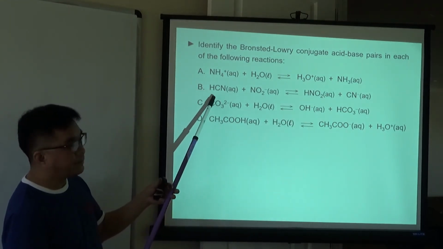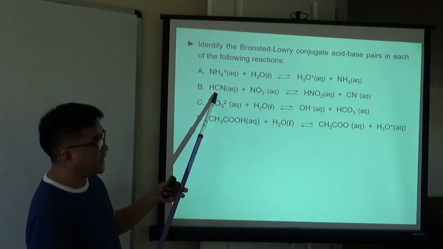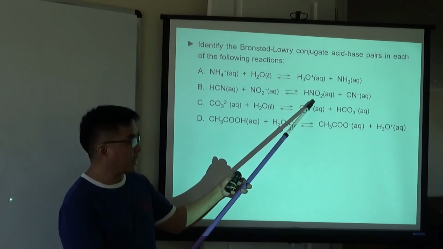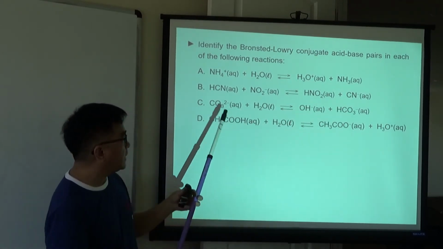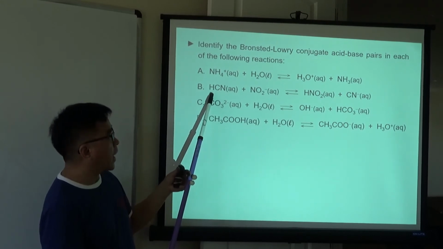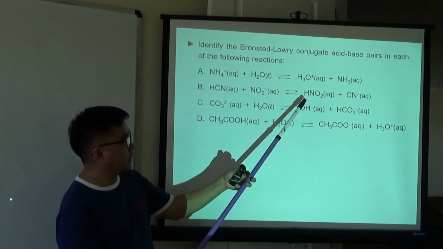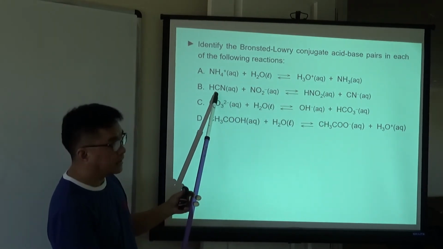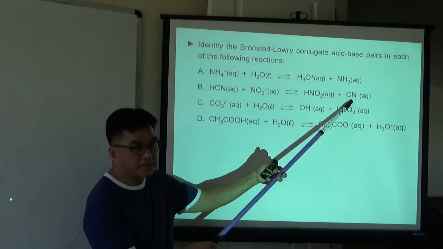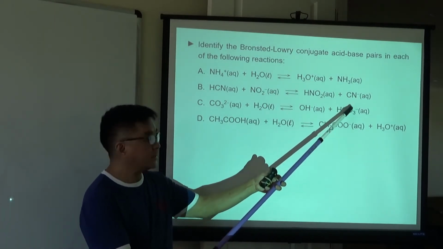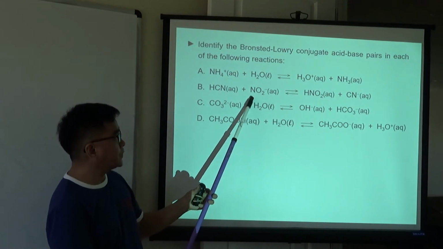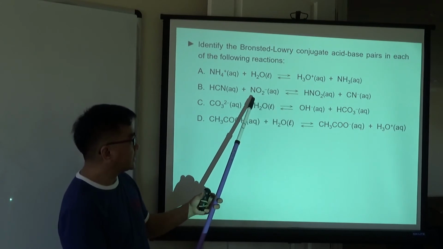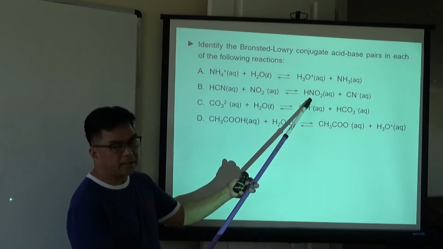Let's look at example B. Hydrocyanic acid reacts with nitrite ions to give you nitrous acid and cyanide ions. Obviously HCN is an acid, it donates a proton to nitrite to become CN minus. So this is the acid and its conjugate base is CN minus, or cyanide ions. And nitrite is a base which accepts a proton from hydrocyanic acid to become nitrous acid. So this is a base and this is the conjugate acid.